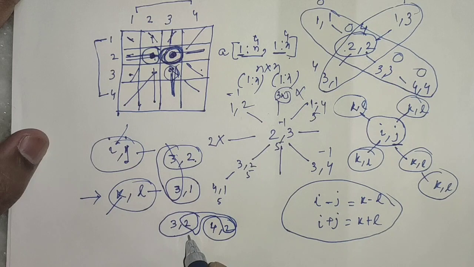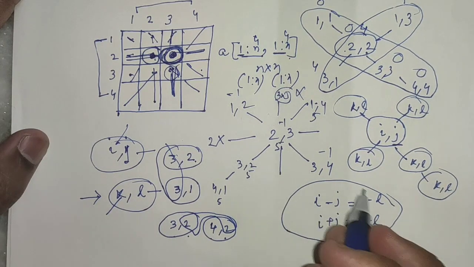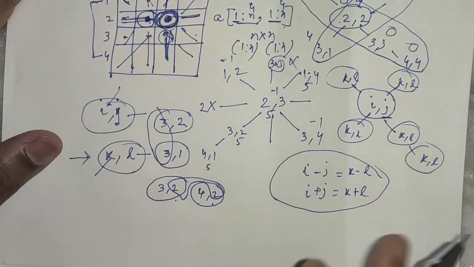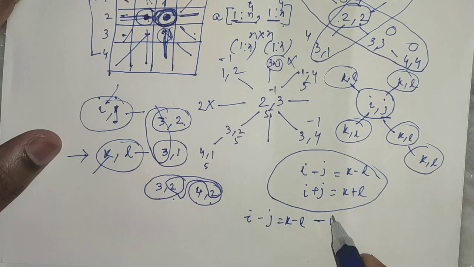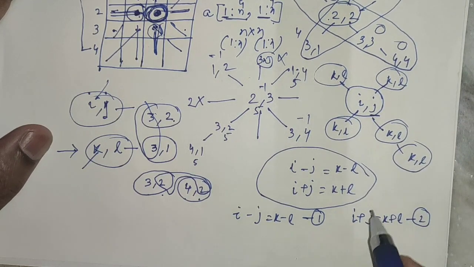So similarly, I, J, K, L. And if they have a diagonal conflict, using this formula you can judge. Combining these two, that means I minus J equals K minus L. This is the first formula. The second formula is I plus J equals K plus L. This is the second formula. Combining these two, just rearranging it.